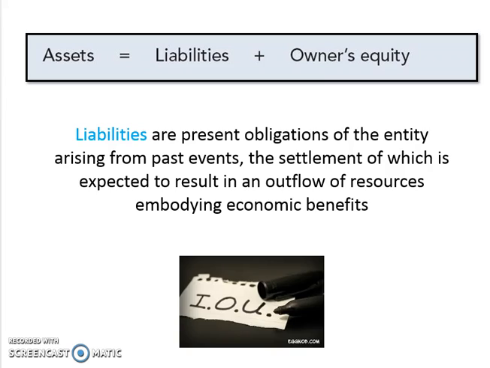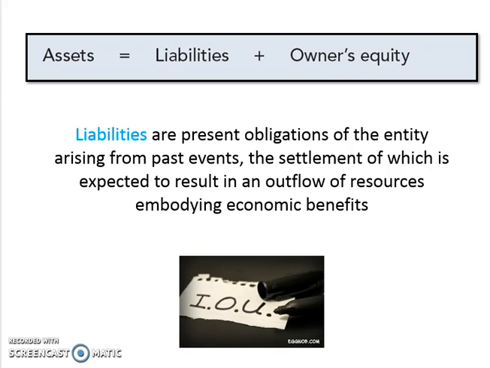Okay, so liabilities are present obligations of the entity arising from past events, the settlement of which is expected to result in an outflow of resources embodying economic benefits. So it's a present obligation. I can't say I'm going to borrow, therefore I have a liability. It doesn't work like that. It has to result from a past event, so I must already have in my possession from the point that I've borrowed the money. That is the point that the liability is raised.